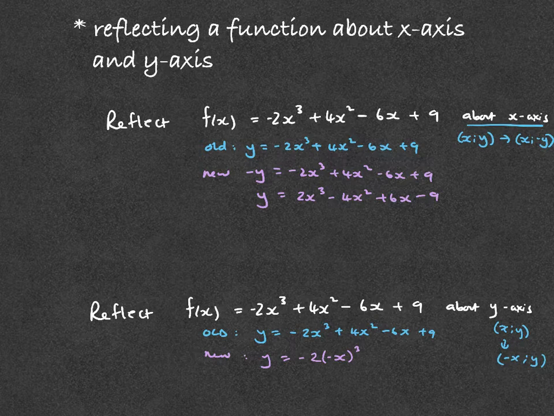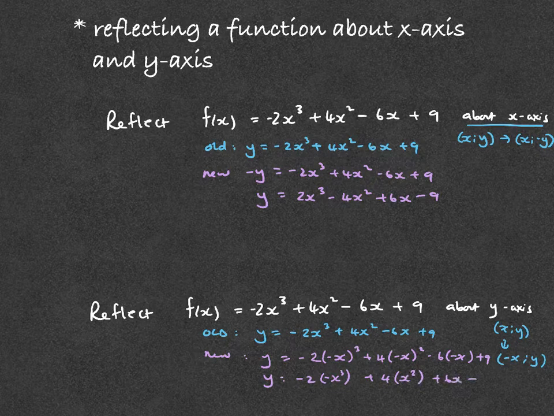So x is negative, multiplied by negative 1: plus 4 times minus x squared, minus 6 times minus x, plus 9. So y equals, that's negative 2, and that will be minus x cubed. Okay, hopefully that makes sense. Negative x times negative x times negative x. And then we've got 4, and that becomes x squared. And then we've got plus 6x plus 9. So we've got y equals 2x cubed plus 4x squared plus 6x plus 9. So it doesn't matter what your function looks like, this will stay true. You just keep on doing this.